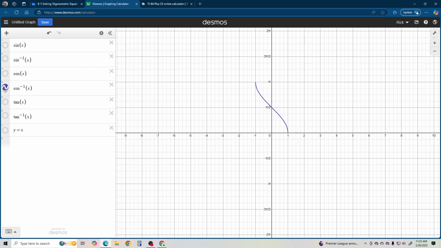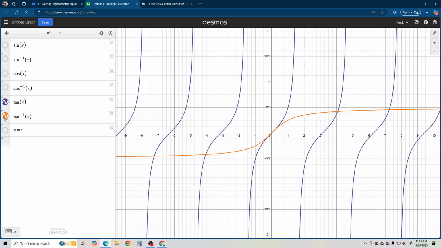Now, if we do tangent here, this is our tangent graph, right? Our inverse of tangent looks like this, when we flip our y and our x values. Now, you'll notice that tangent inverse actually kind of passes this test pretty well, right? It's not as big a deal, but it's actually naturally restricted, which is different than the other ones.